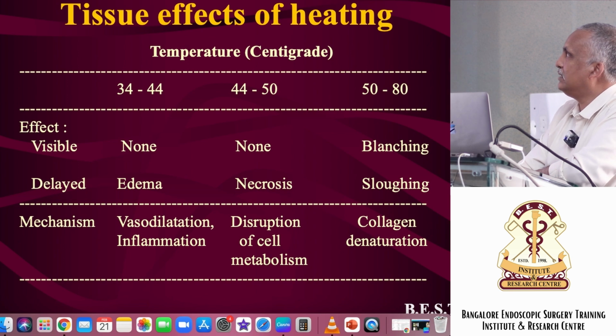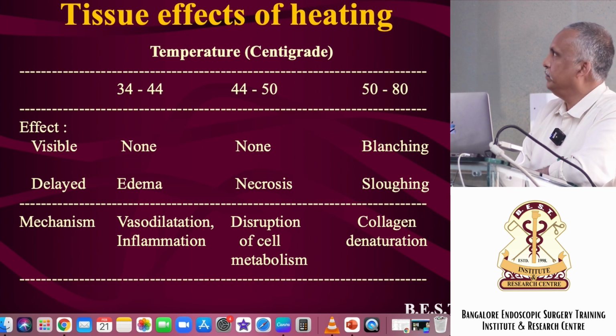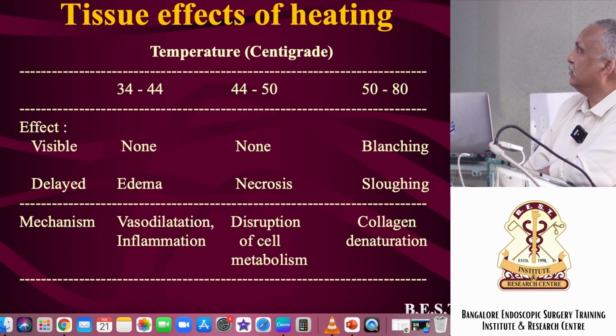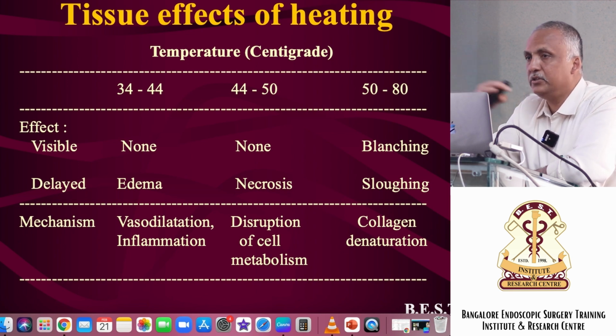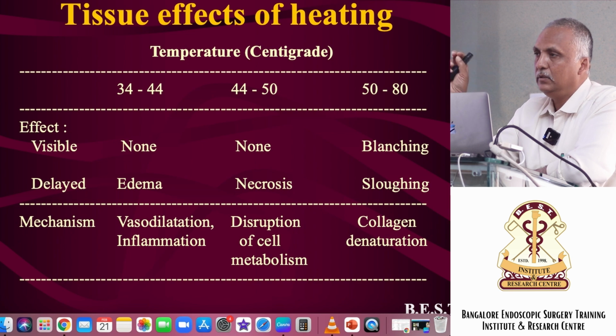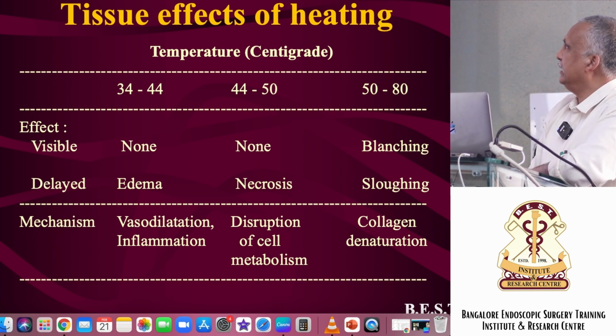So, if you apply something like hot water at 34 to 44 degrees centigrade, you may not see anything immediately. Later on the patient may have a little edema of the tissue. When it becomes really hot, you may still not see anything, but later on there can be some necrosis. What does necrosis mean? A few cells have died. It is not that the whole tissue has died, it has not sloughed off. There is cell death, and that is called necrosis.